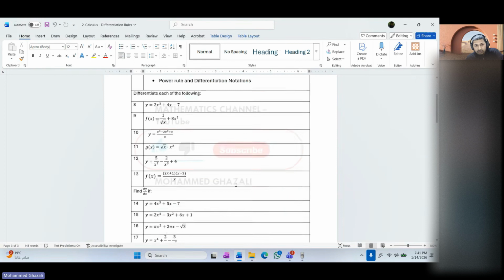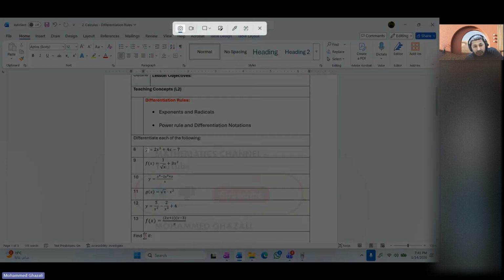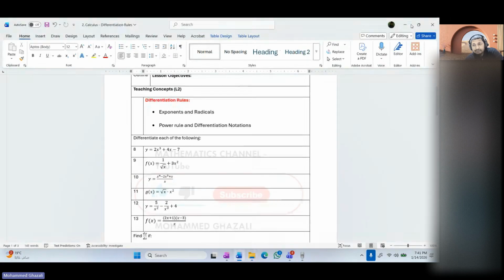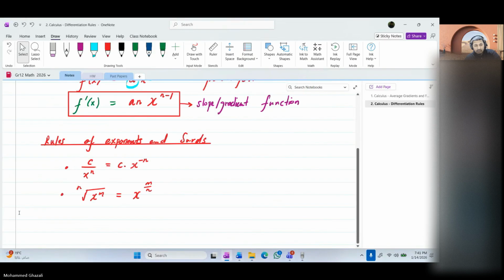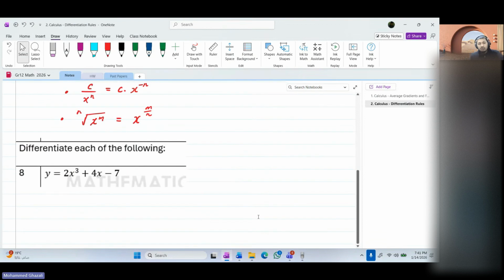So I'm continuing from the last example. We did example 7 last. So see what the question is saying, differentiate each of the following, right? So we want to differentiate question 8. Let's differentiate. So we have 2x cubed plus 4x minus 7.